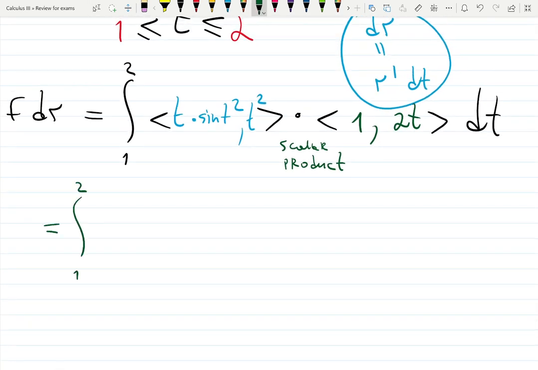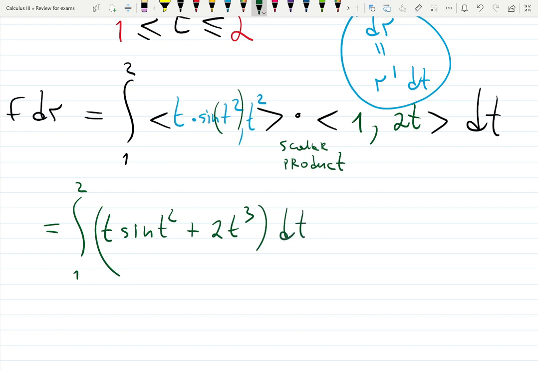From 1 to 2, when you multiply t by 1, you have t. t sine squared times 1 gives you t sine t squared. Plus t squared times 2t, it's 2t cubed, dt. So as you can see, that gave you a function which now will be a number. When you integrate, plug in the top minus the bottom, and it gives you an ugly number in this case: 1/2 cosine of 1 minus cosine of 4 plus 15. This is a very typical exam problem, so it's going to be there.